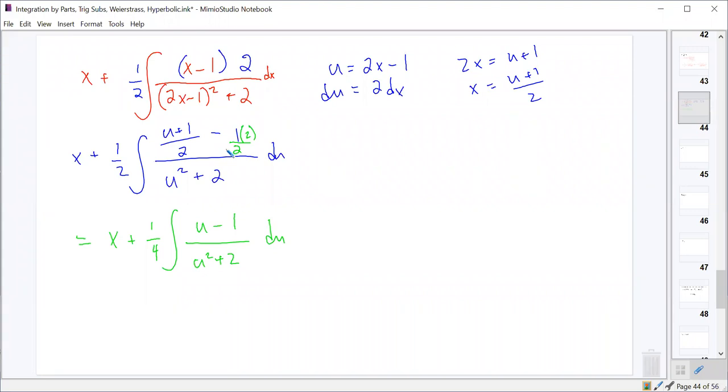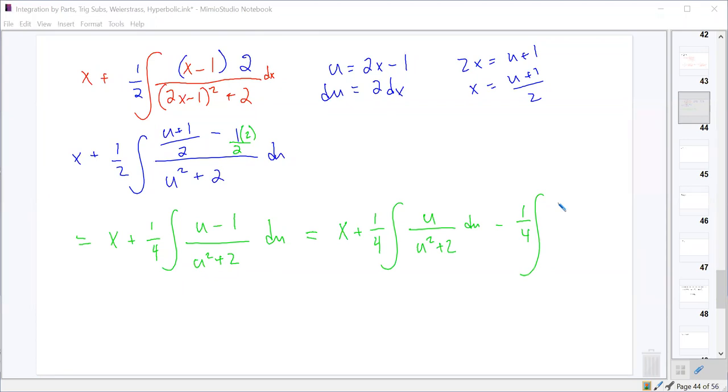Okay. So now how are we going to deal with this? Just like the last one, I think Alice said we should split it into 2. Let's do the same. So we got x plus 1/4 the integral of u over u squared plus 2 du, minus 1/4 the integral of, what's the other part of it? Minus 1 over u squared plus 2 du. Good or no?